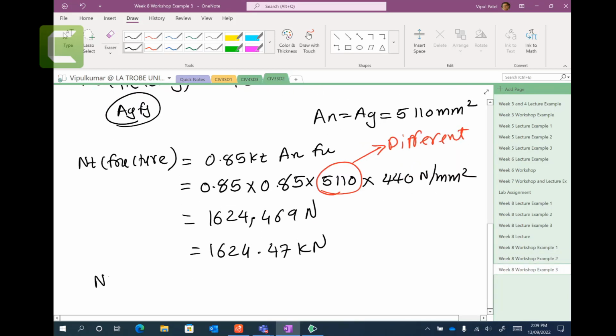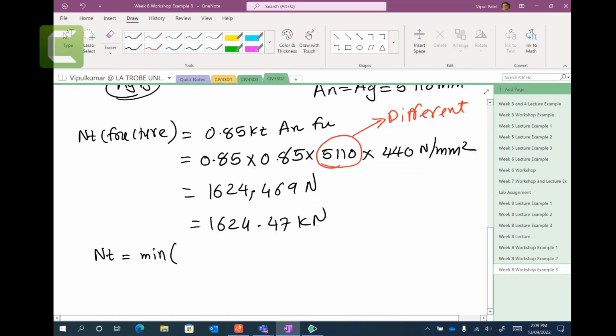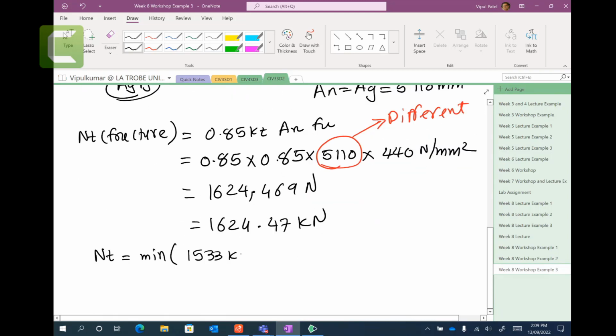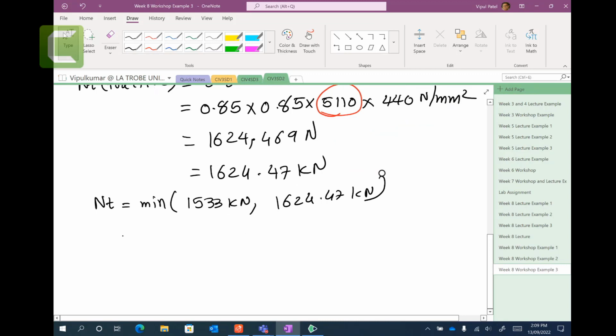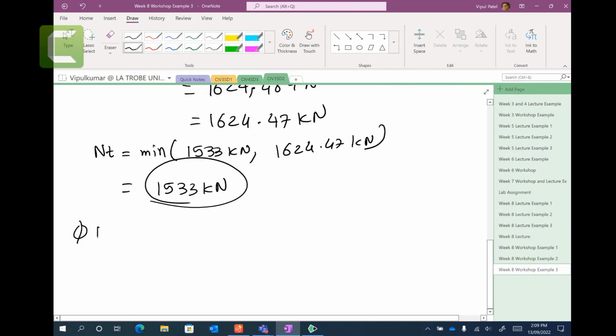Now you can see that NT would be the minimum of yielding, which was 1533 kilonewtons, and your fracture, which was 1624 kilonewtons, right? So your yielding would be dominant, as you can see, there are no holes. For that case, 1533 times capacity factor 0.9 gives 1379.7 kilonewtons.